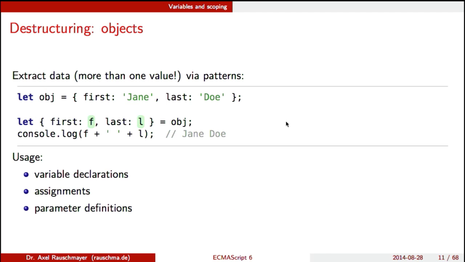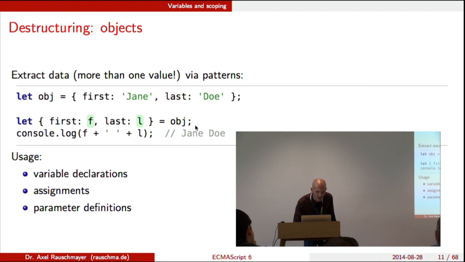Then you have destructuring, and what that allows you is, whenever you want to get two property values at the same time, you can do so by using a pattern on the left-hand side of the assignment. Normally if you want to get the values of first and last, you'd have two assignments, and here it's just a single assignment, and with this pattern you get the value of first into F and the value of last into L.